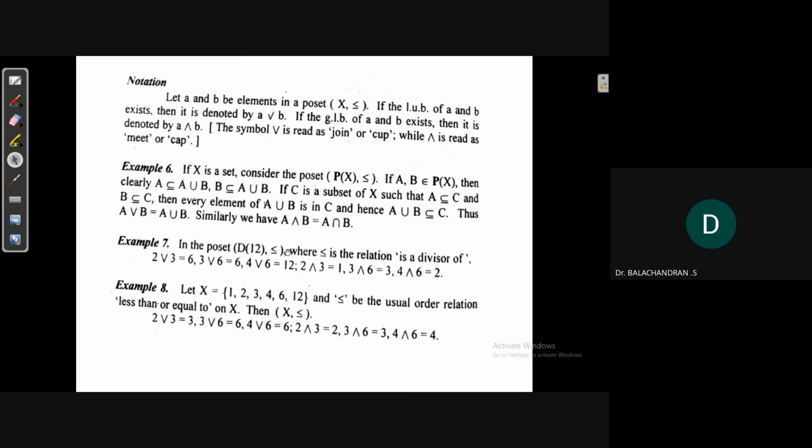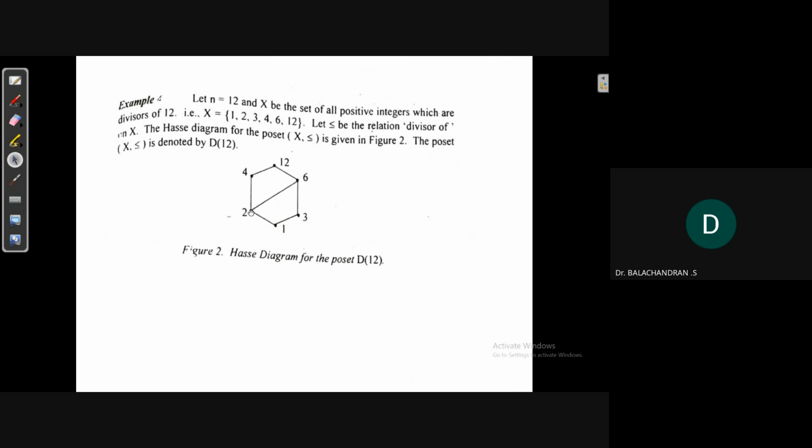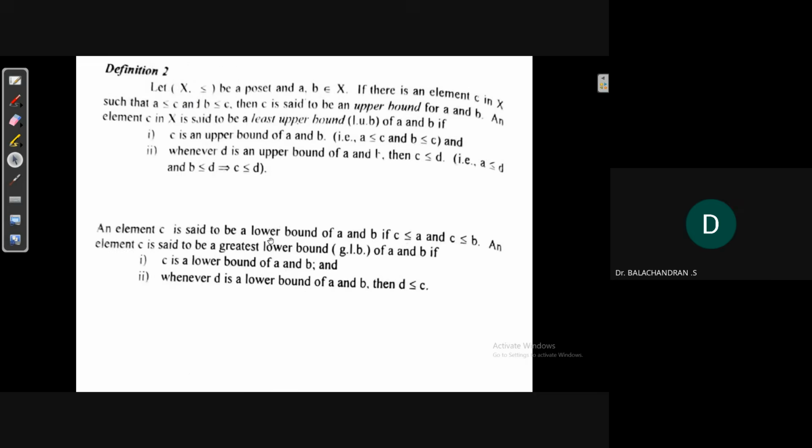Okay, next example, in the poset of divisors of 12, where the relation ≤ is 'is a divisor of'. I'll go to that example. The least upper bound of 2 and 3: what are the upper bounds of 2 and 3? 6 and 12. Among 6 and 12, which is the least? 6. So the least upper bound of 2 and 3 is 6.